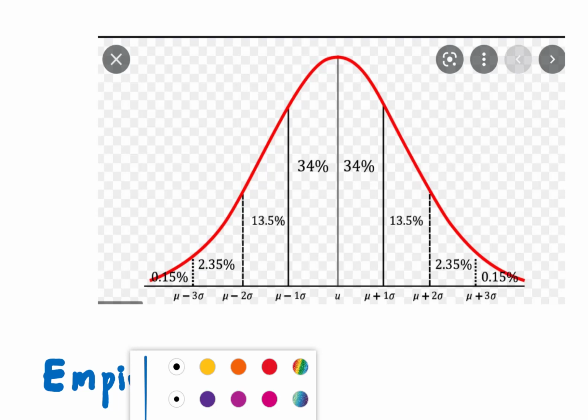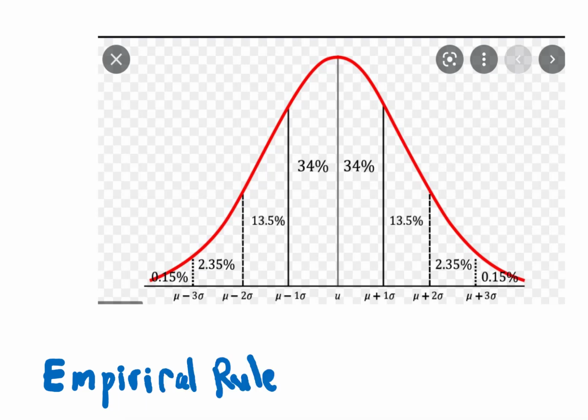I received some questions from students about the empirical rule, which is called the 68, 95, 99.7% rule. Let me explain this to you quickly. If you have a data set and when you graph it, when you do a histogram, it has a bell-shaped curve, then the empirical rule would apply to this data set. What does the empirical rule say?